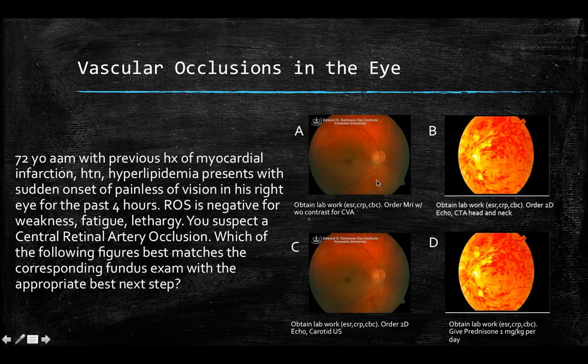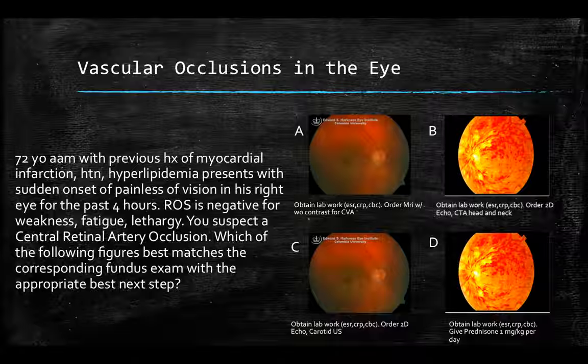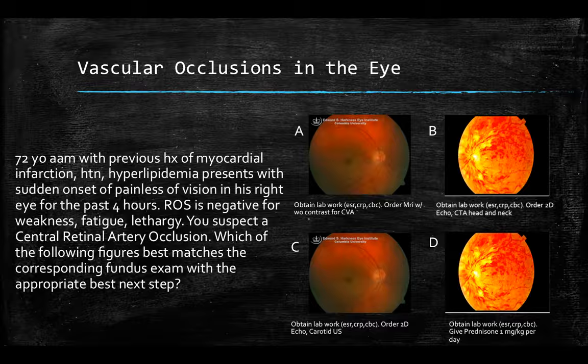So let's talk about another subject. Vascular occlusions in the eye. So another question, Tim. You have a 72-year-old African-American male with a previous history of myocardial infarction, hypertension, and hyperlipidemia who presents with sudden onset of painless loss of vision in his right eye for the past 4 hours. The review of systems is negative for weakness, fatigue, or lethargy, making you think that giant cell arteritis isn't on the list. And you suspect a central retinal artery occlusion. Which of the following choices best matches the corresponding fundus exam with the appropriate next best step?